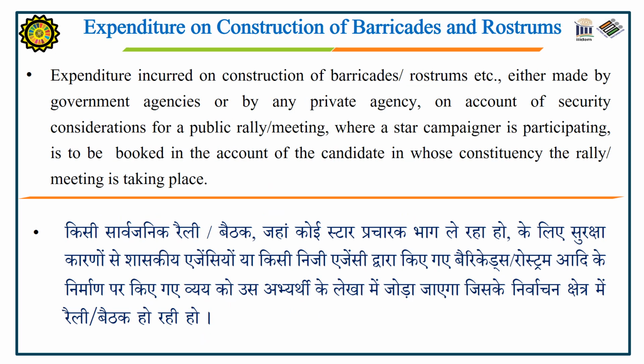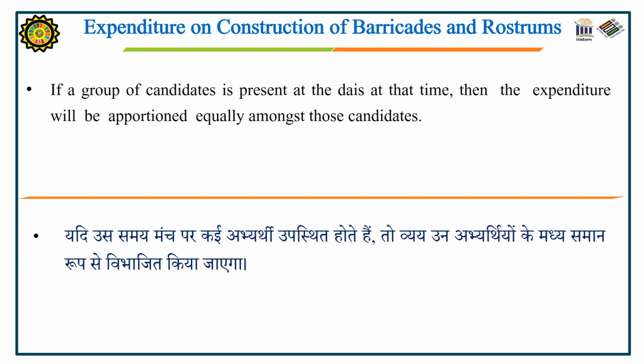Expenditure incurred on the construction of barricade, rostrum, etc., either made by the government agencies or by any other private agency on account of security consideration for a public rally or meeting where a star campaigner is participating, is to be booked in the account of the candidate in whose constituency the rally or meeting is taking place. If a group of candidates is present at the dais at that time, then the expenditure will be apportioned equally among those candidates.